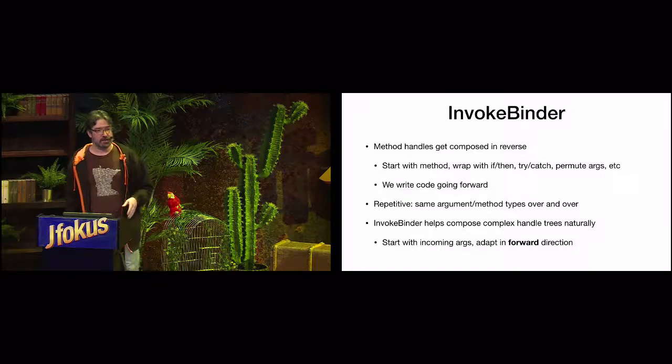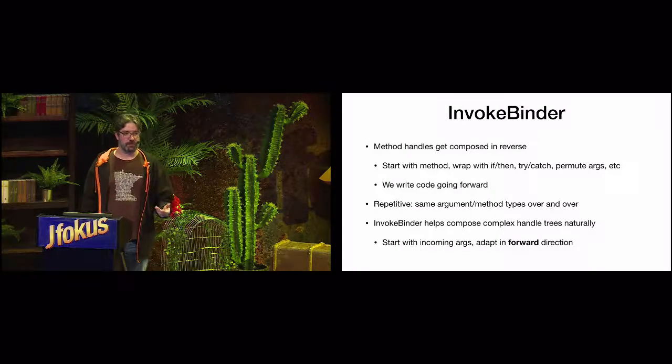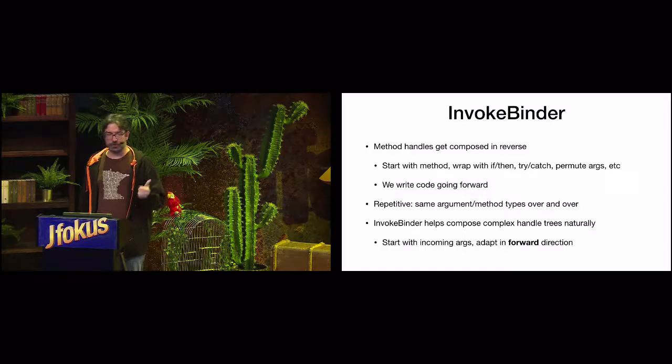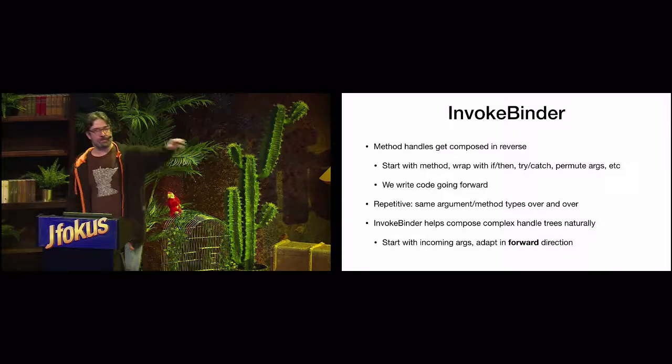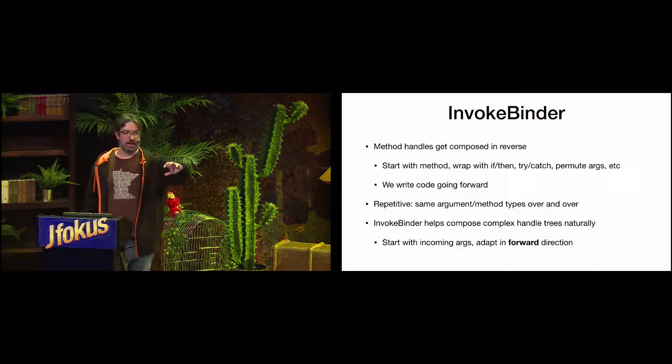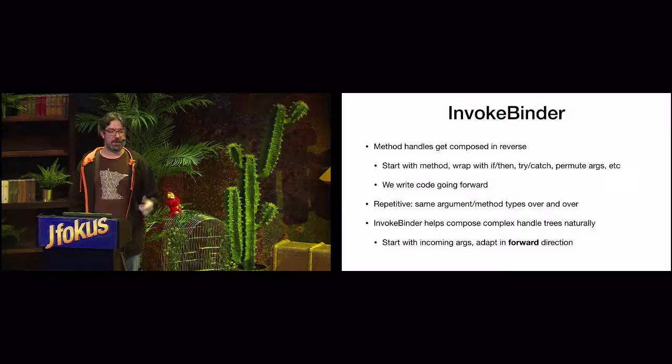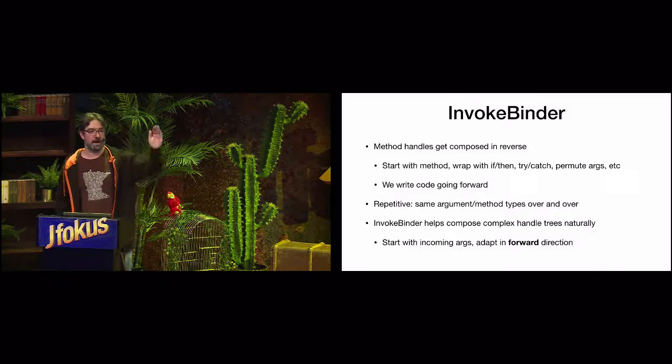Part of the problem here is that we kind of compose these method handles in reverse. We need to grab the target method, and then we need to wrap some logic around that. We need to wrap an if statement around that. We need to wrap some try-catch around that. And it gets very awkward for us. It's kind of like trying to write with the incorrect hand, with the hand you're not used to. We write our code going forward, and the MethodHandles API composes it backwards.